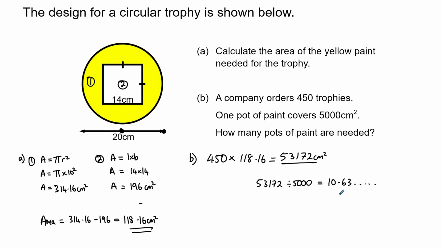Like I said, you can't take 0.6 of a pot of paint, so you've got to round up. That means we'll need to buy 11 pots of paint. And for that kind of question, you've always got to round up. Even if you needed 10.01, you would still have to round up, because you can't just take 0.01 of a pot of paint. Okay, so that's some examples of how you calculate area.